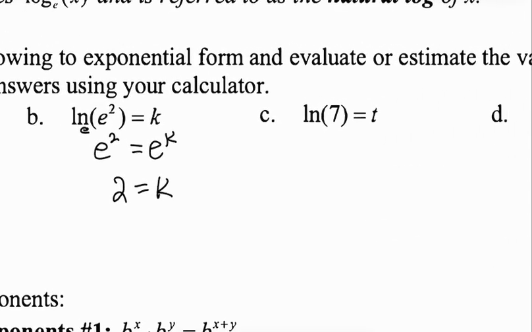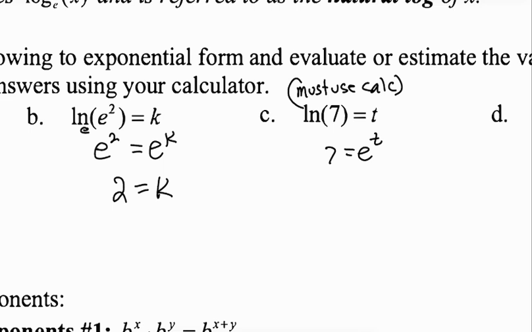Now, for C, we must use a calculator. The reason we must use a calculator is because we don't have an e sitting there that we can relate it to, okay? Technically, we could say that 7 is e to the t power. That doesn't get us anywhere.